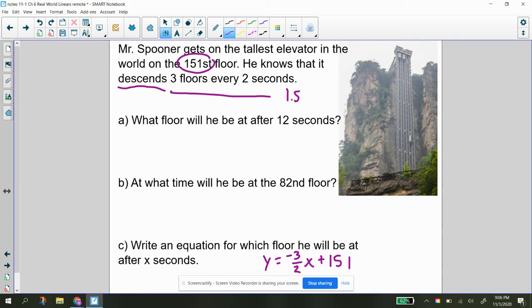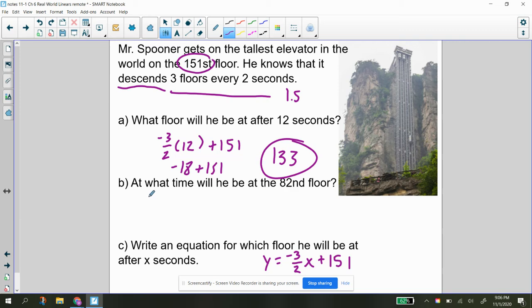How far after 12 seconds? Well, we can do negative 3 over 2 times 12. But of course, we're still starting 151 floors up. So that would be going down 18 floors from 151. So that looks like we'll be at the 133rd floor.